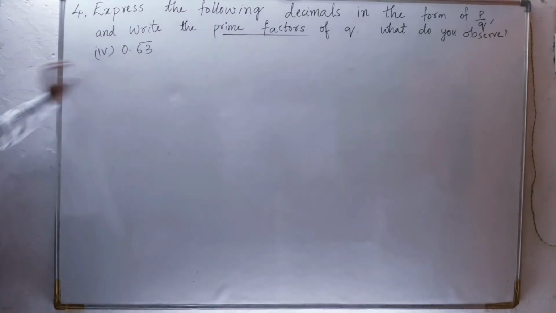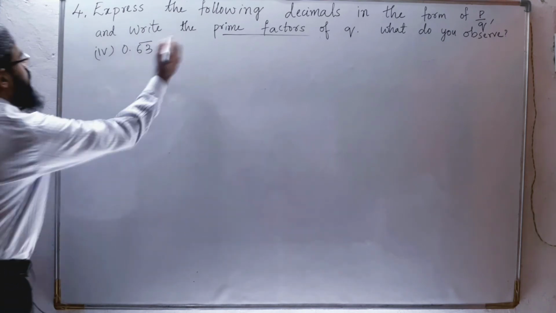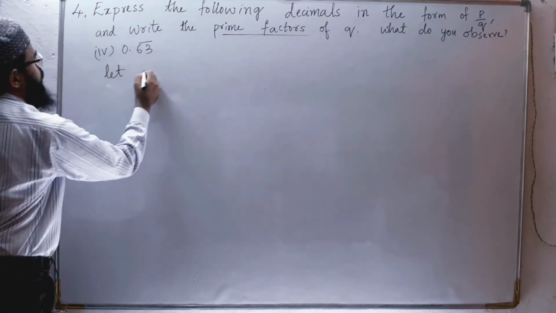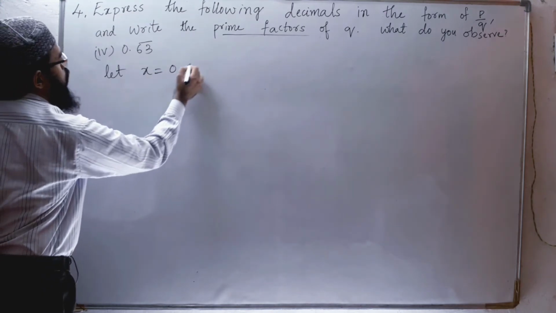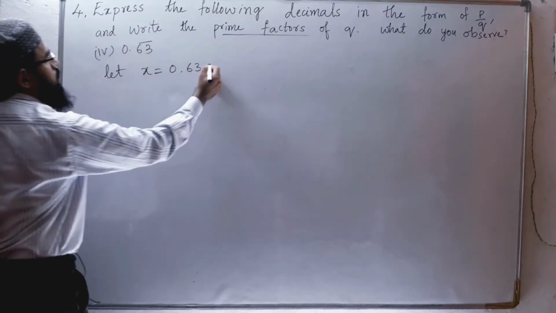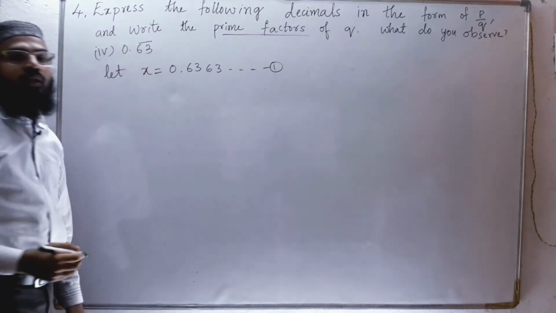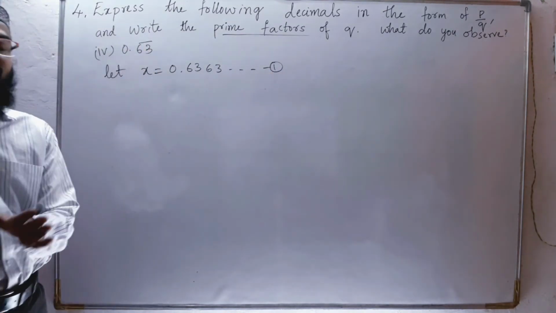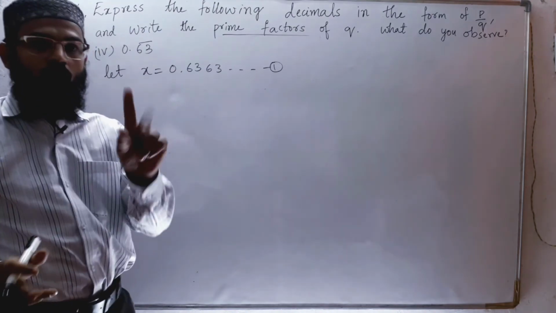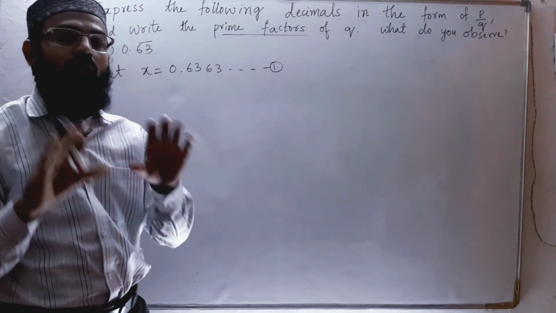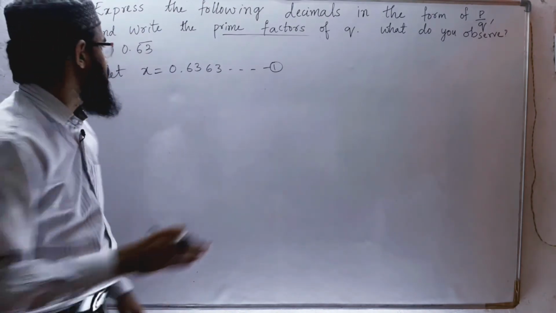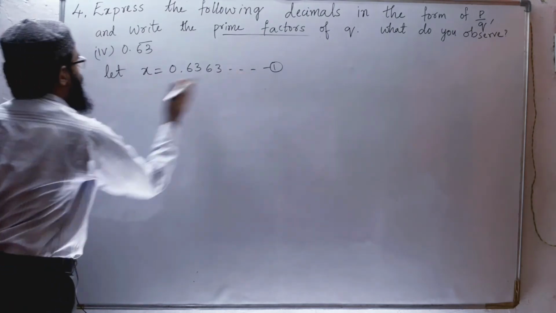Next is the fourth bit, 0.63 bar. So bar is on two numbers. Let x equal 0.6363 and so on. This is our first equation. Here bar is on two numbers, so the periodicity is 2. So we have to multiply with 100. 100 has two zeros, that's why we will multiply the first equation with 100.